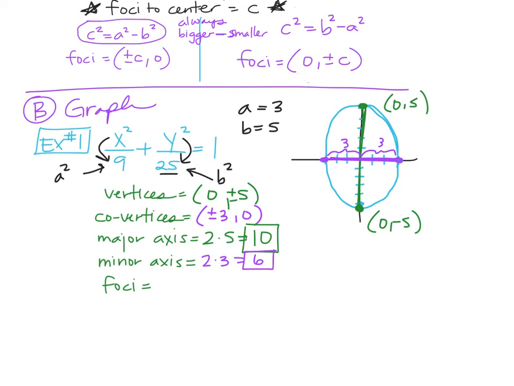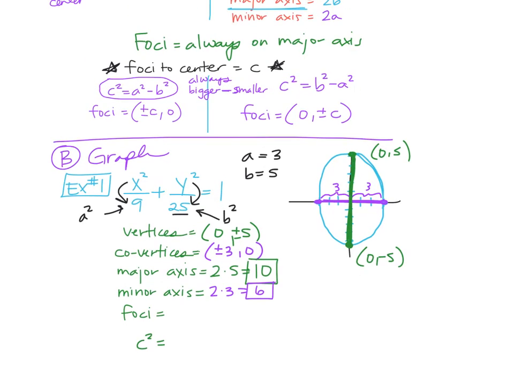Remember, the foci always land on the major axis. So our foci are going to land somewhere on this green line segment here. Our foci are somewhere there. Now, keep in mind, we said we are going to do c squared equals, and if you look up here, it's going to be b squared minus a squared. But again, those numbers are here, okay?